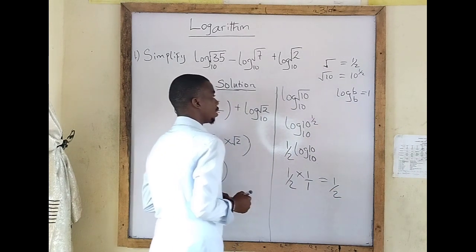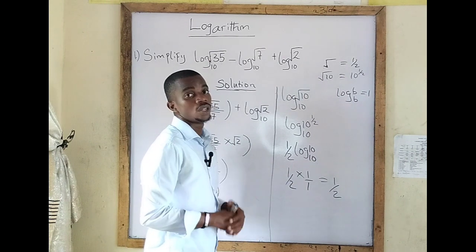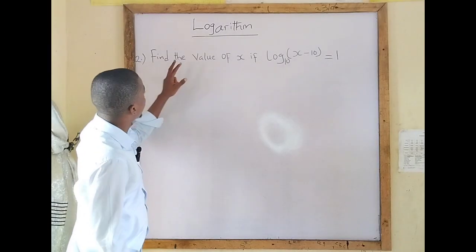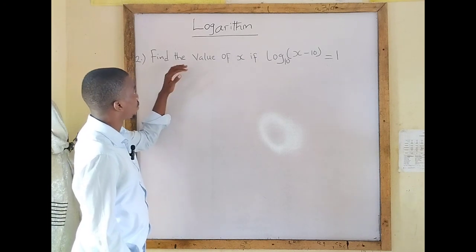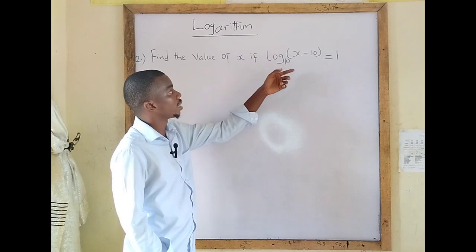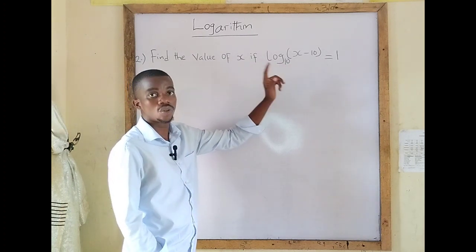So we have that this is equal to 1 over 2. Okay, we are going to solve the next question, which says find the value of x if log(x - 10) base 10 is equal to 1.